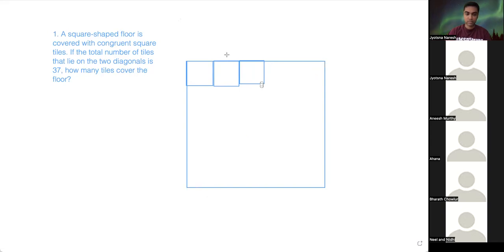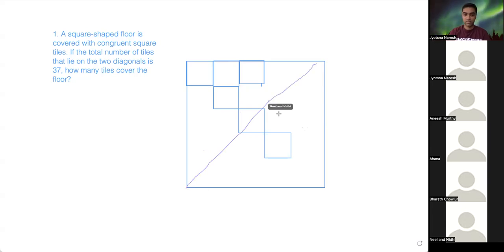And then the other diagonal is from there to there. So I knew that with the two diagonals, there's a bunch of squares everywhere, and we don't know the amount. All we know is that on the two diagonals, there are 37 blocks in all. And so that's the total amount.